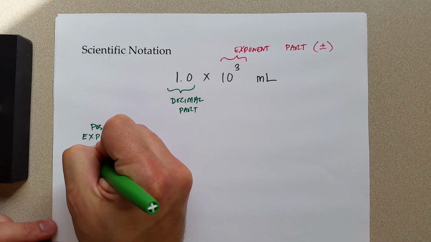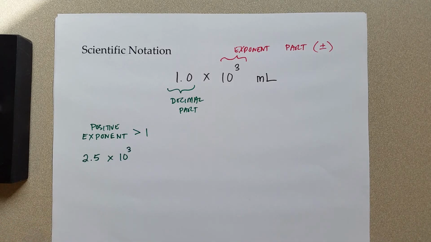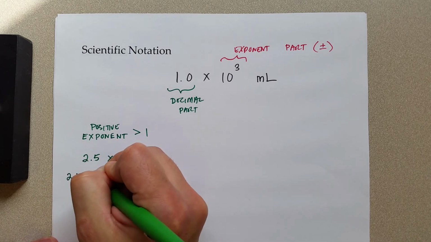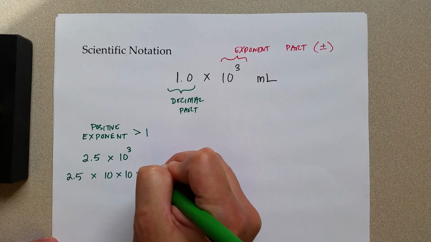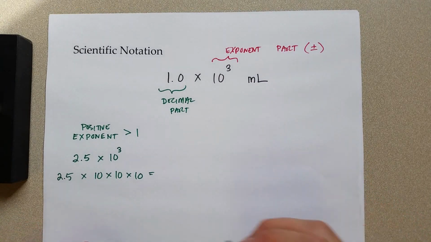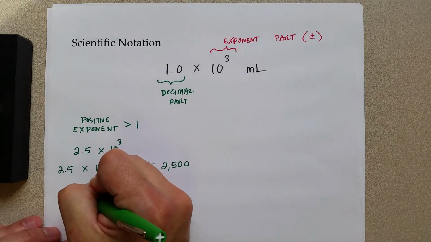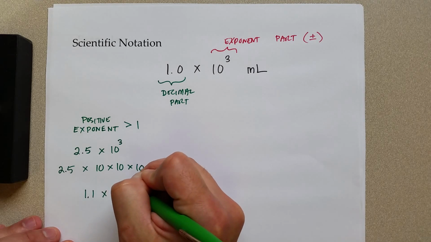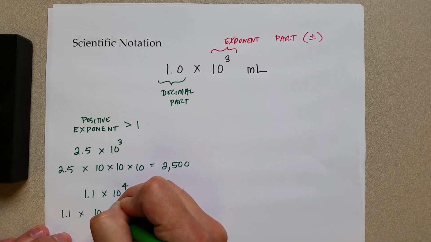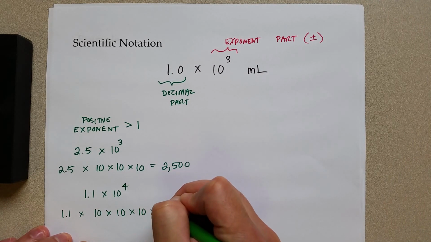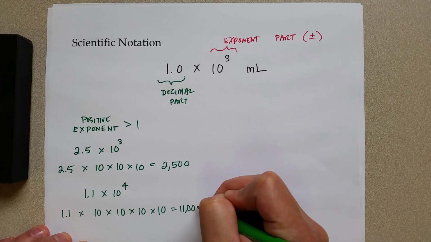Okay, so let's take this number, 2.5 times 10 to the third. What that's really telling us is that we're going to take this 2.5 and multiply it by 10 three times, one for each exponent. So times 10 times 10 times 10. And if you threw that in your calculator, you'd get 2,500. If the value is 1.1 times 10 to the fourth, we would multiply that 1.1 by 10 four times. And that would give us 11,000.